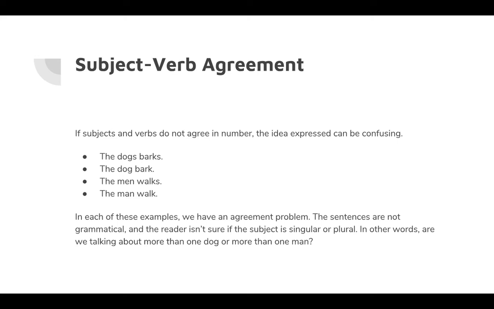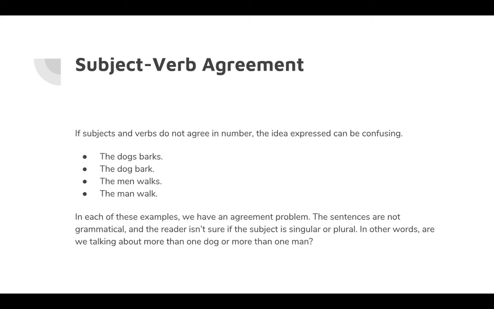We have the subject on one side and the predicate on the other, and you have to get that subject and that simple predicate, or the verb, to balance out. If we don't have agreeing subjects and verbs, we create confusion. In these examples on the screen, we see an agreement problem with each of them: the dog barks, the dog bark, the men walks, the man walk. In each of these situations, we have an agreement problem.